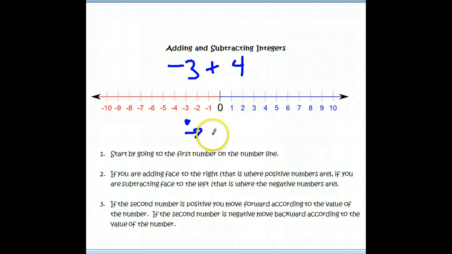If the second number is positive, you move forward. So our second number is a positive 4, so we're going to move forward 4. So forward, since we're facing to the right, would be this way. 1, 2, 3, 4, and then that's going to be our answer, positive 1. Very simple. Using the number line, easy way to add integers.